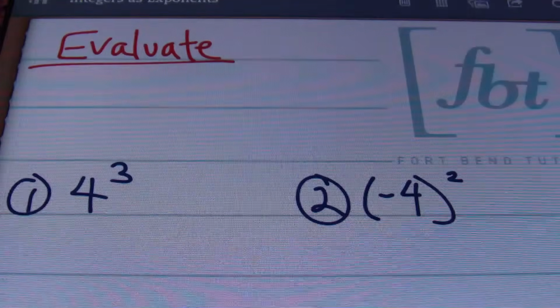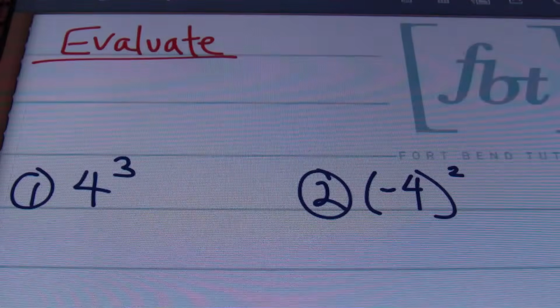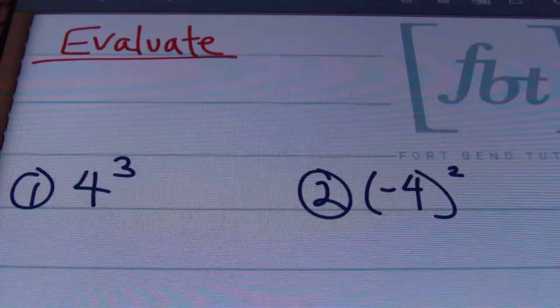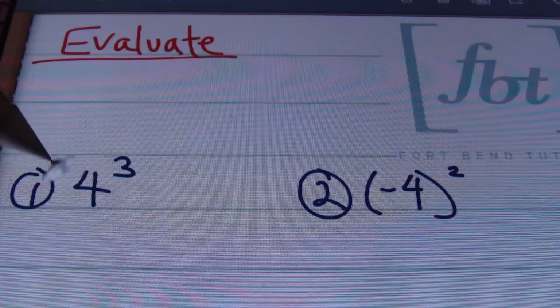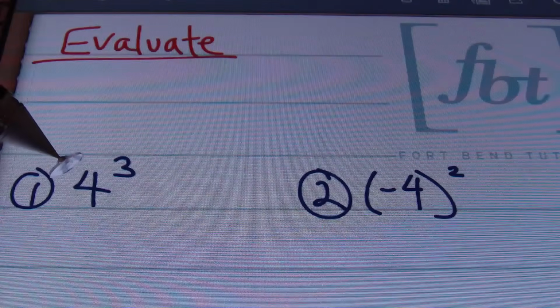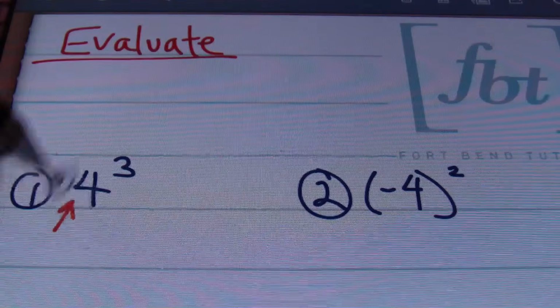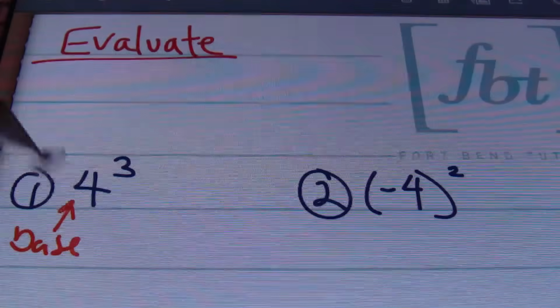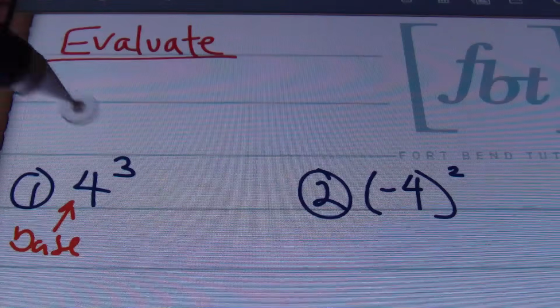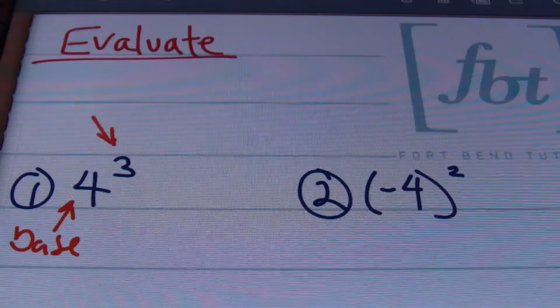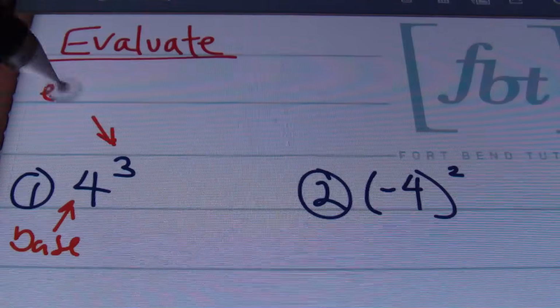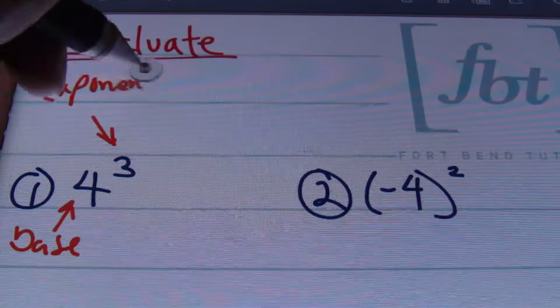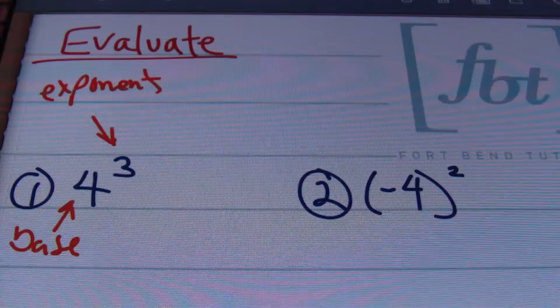Here you'll see that we have in problem number 1, 4 to the third power, or 4 cubed. You'll want to note that your larger symbol, whether it's a number or a variable, is called your base. So this is my base right here, that number 4. Then the superscript, that raised number here, is called your exponent. And once again, that could be a number or a variable when you encounter it.